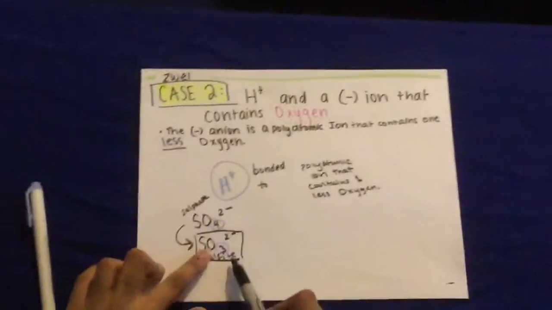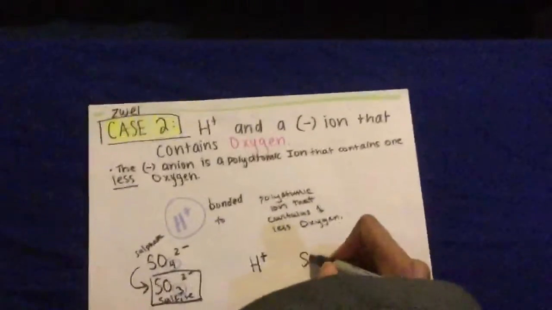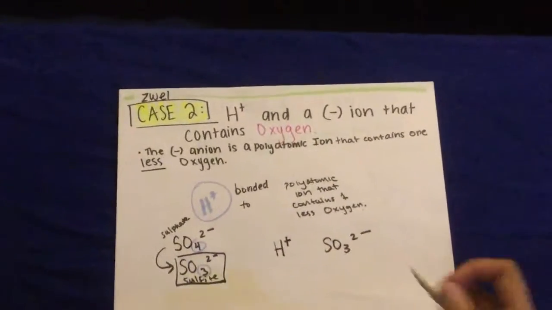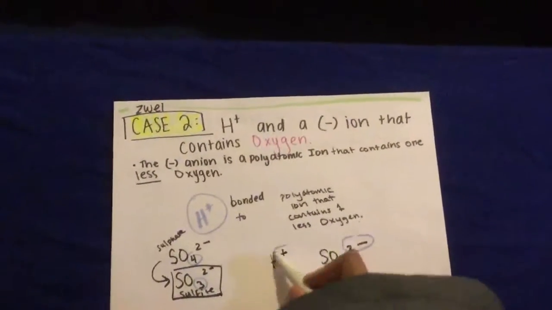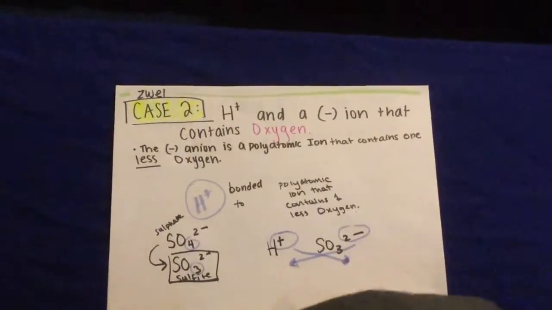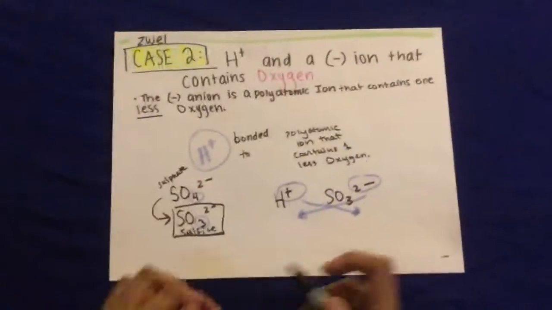So the one that has one less number of oxygens in it. In this case, we would use sulfite. And so we have H plus bonding to SO3 2 negative. At this point, you should already know the crossover rule, if your teacher taught that to you. You're just going to cross over their charges so that the charges cancel out to 0, because in an ionic compound, charge has to cancel out to 0.